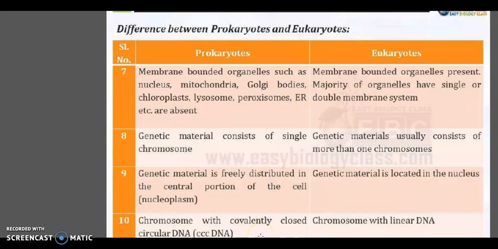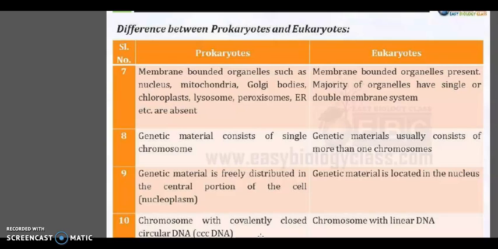Membrane-bound organelles such as nucleus, mitochondria, Golgi bodies, chloroplast, lysosome, peroxisomes, and endoplasmic reticulum are absent in prokaryotes, whereas these systems are present in eukaryotes. The majority of the organelles have a single or double membrane system in eukaryotes. In prokaryotes, the genetic material consists of a single chromosome, whereas in eukaryotes it usually consists of more than one chromosome. Genetic material is freely distributed in the central portion of the cell called nucleoplasm in prokaryotes. It is located in the nucleus for the eukaryotes.